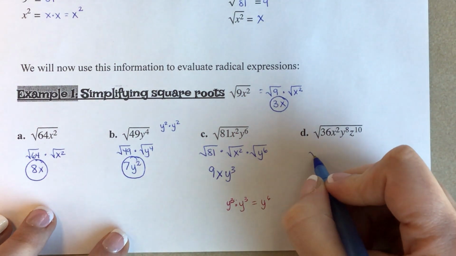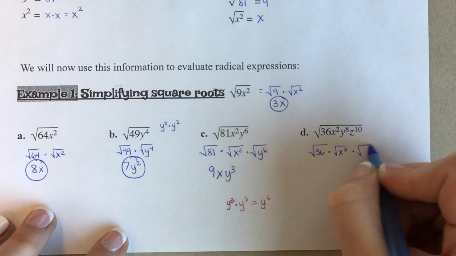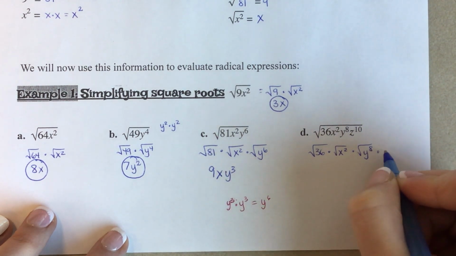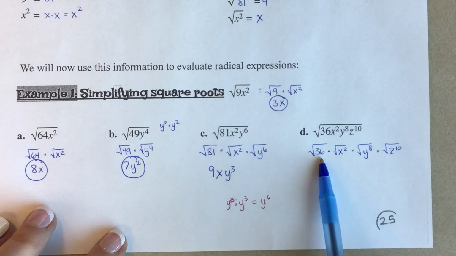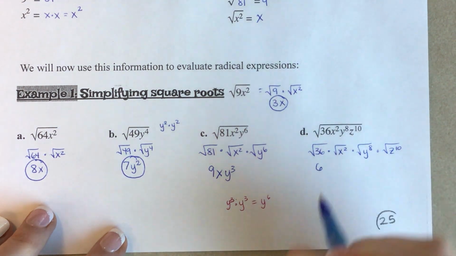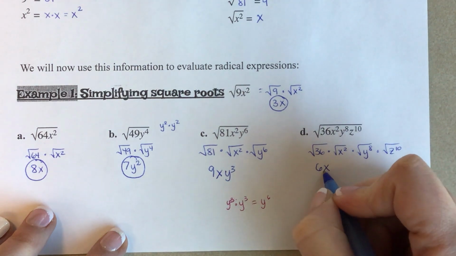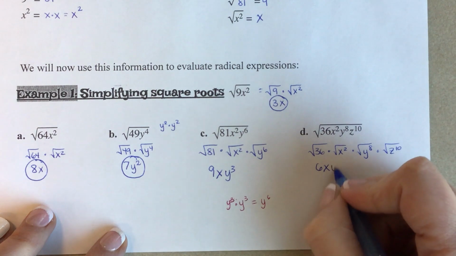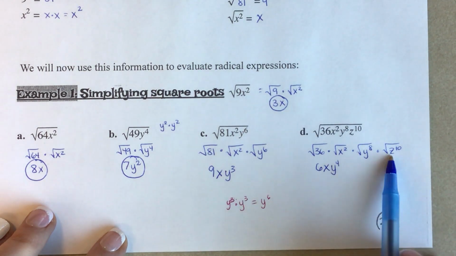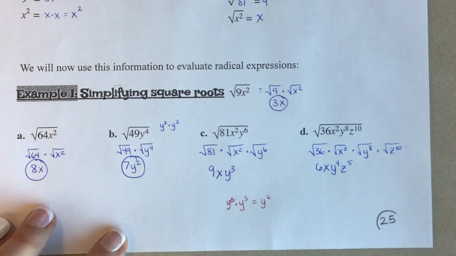For my last one, I have the square root of 36 times the square root of x squared times the square root of y to the 8th times the square root of z to the 10th. The square root of 36 is 6. The square root of x squared is x. The square root of y to the 8th is y to the 4th. And the square root of z to the 10th is z to the 5th.